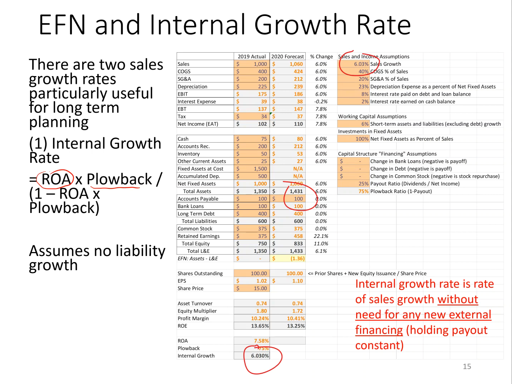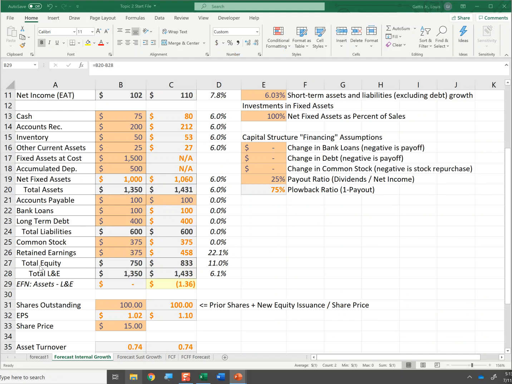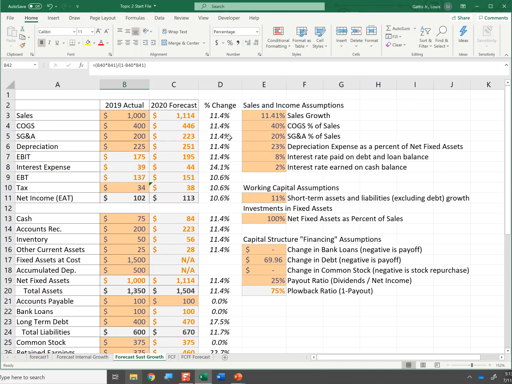The second sales growth rate we're going to talk about is called the sustainable growth rate. I'll take my ROE times plowback this time, not the ROA. I calculated that in the next worksheet. If I look at sustainable growth, I have a calculation for a sustainable growth rate of 11.405%. I also have another calculation. If I take total liabilities over equity in this base case year, it's 0.8. Now I'm going to forecast, again, with my sustainable growth rate of 11.405. I'll plug in that 11.405 here and here.